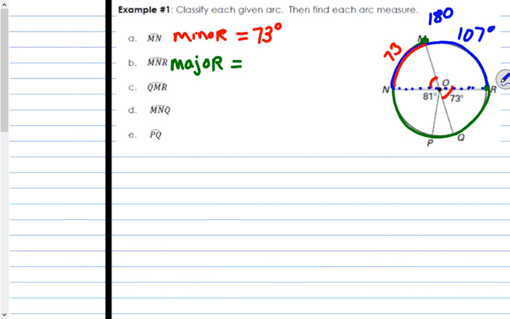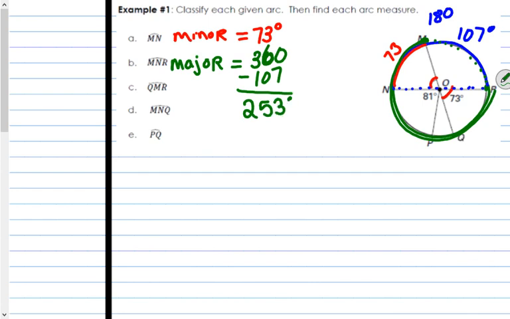So if I am looking for all of this green, all the way from M to N to R, I'm going to take 360, and I'm going to subtract 107, which is this portion right here. And when you get that, 360 minus 107, you get 253 degrees. So the measure of arc MNR is 253 degrees. We will do the next 3 together in class.